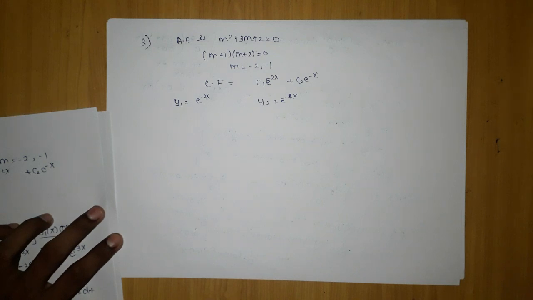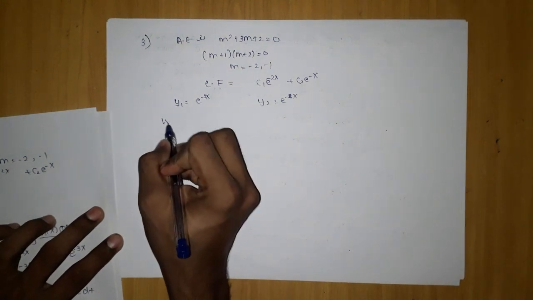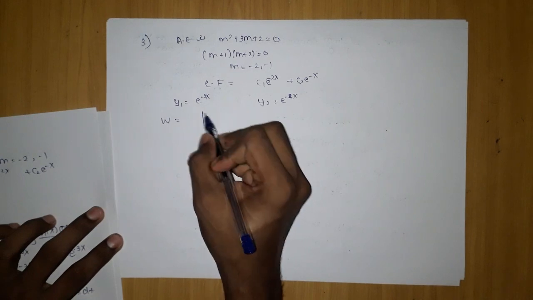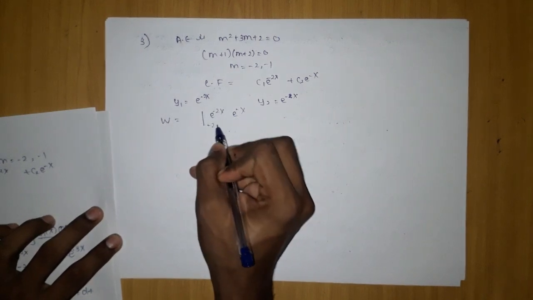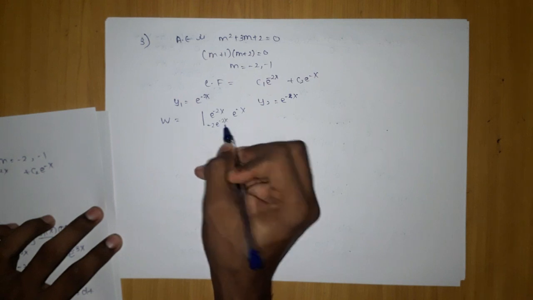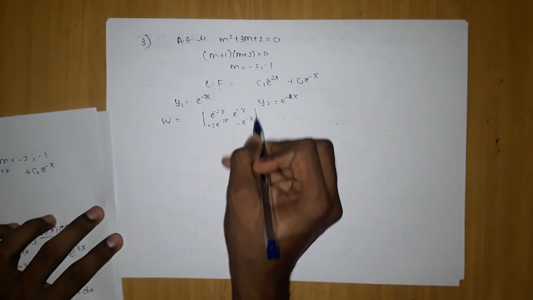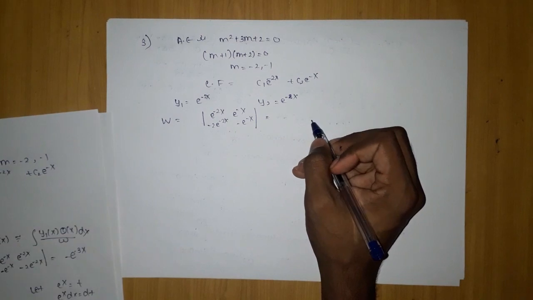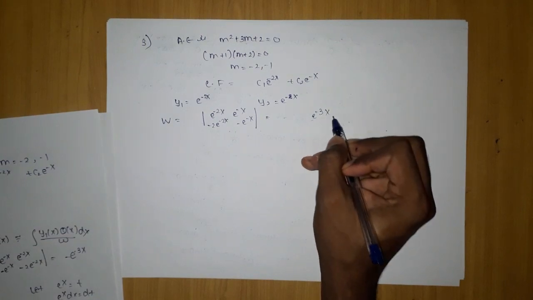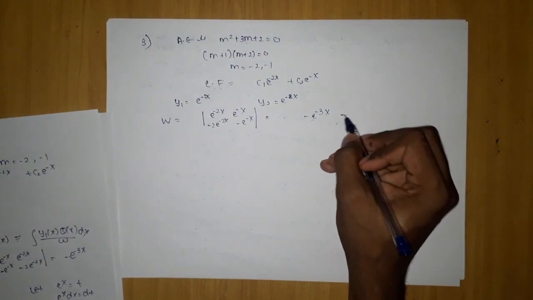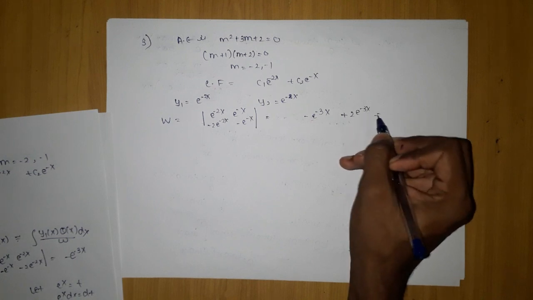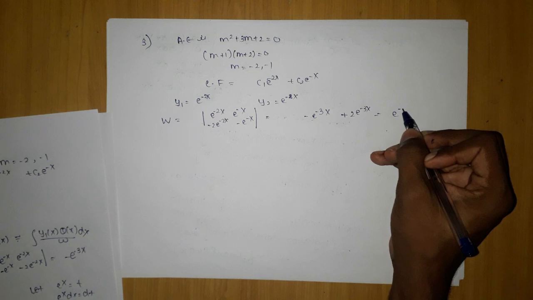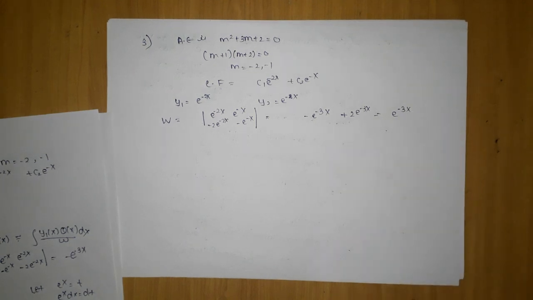So we are getting y1 and y2 this. We will calculate the W. y1 is e to the power minus 2x, y2 is e to the power minus x. This is minus 2e to the power minus 2x, this is minus e to the power minus x. If you simplify them, you are going to get e to the power minus 3x with a minus sign, and here you are going to get plus 2e to the power minus 3x, which will give you e to the power minus 3x. So we are getting this as our W value.